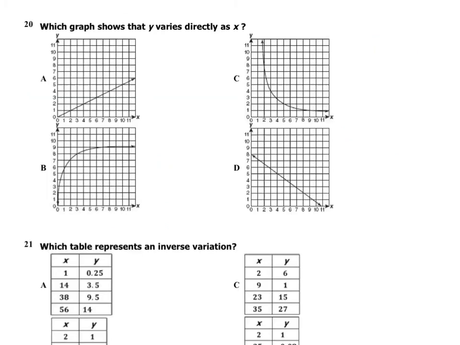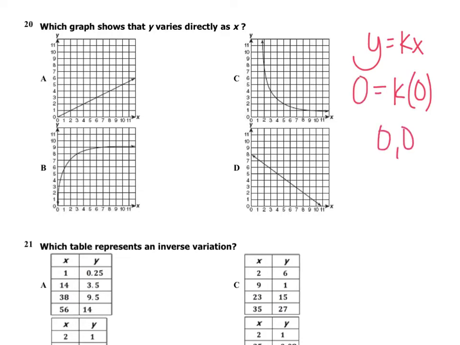Number 20. Which one shows that y varies directly as x? Well, what's the important ordered pair in a direct variation? It's 0, 0. k times 0 gives me 0 no matter what k is. So which ones go through the origin? Well, this one kind of does, but what's going on with this curvy thing here? That is definitely not a direct variation. We learned that they're straight lines. This one doesn't go through the origin, and neither does this one. A is your correct answer.